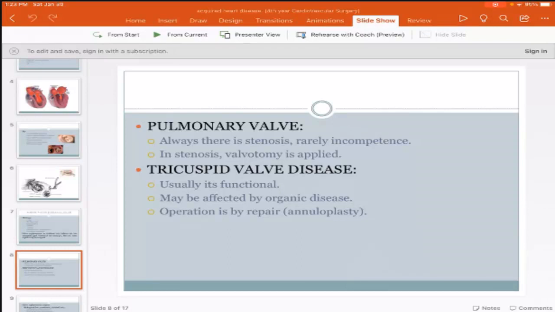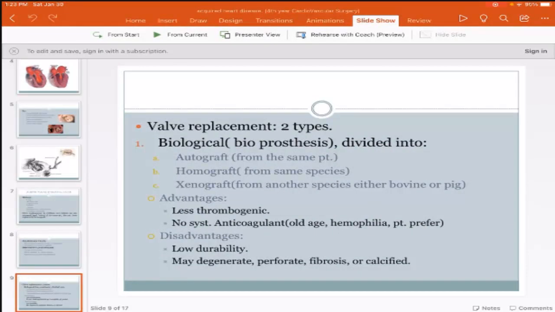The operation is always by annuloplasty because it is a right-sided valve with low pressure. Always a precaution: don't do any replacement. You should repair it.